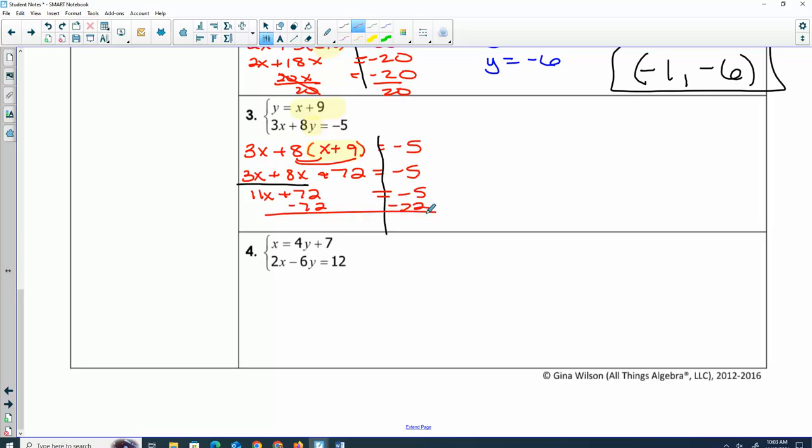Subtract my 72. So 11x is equal to -77. Divide by 11. And we get -7.